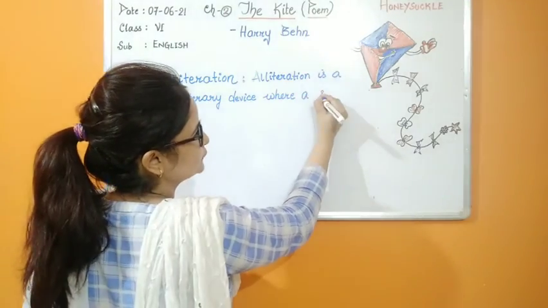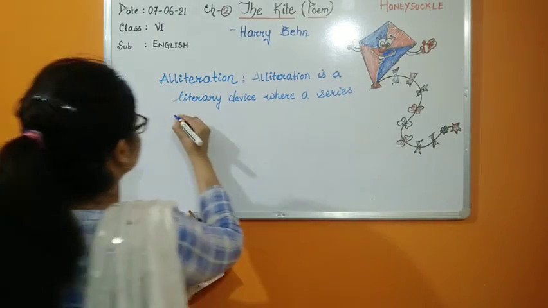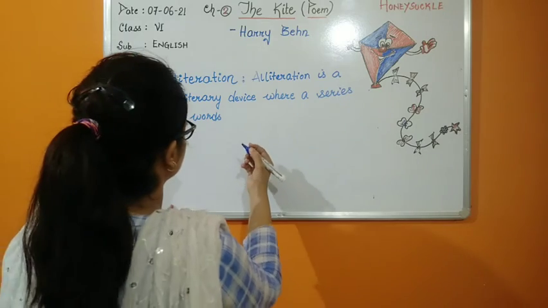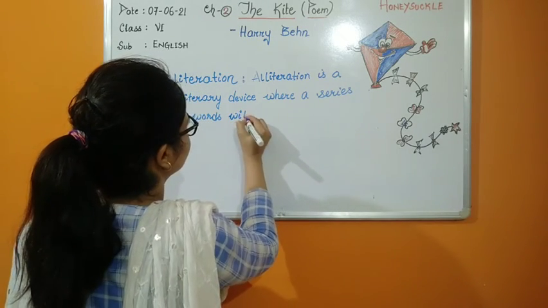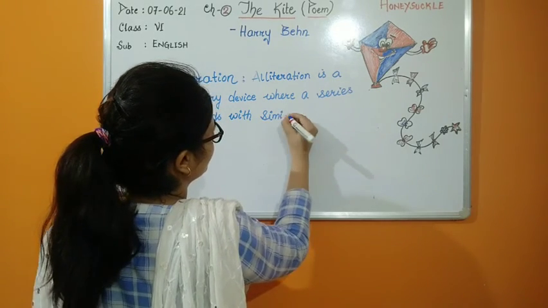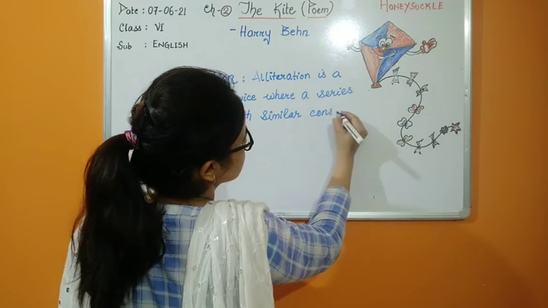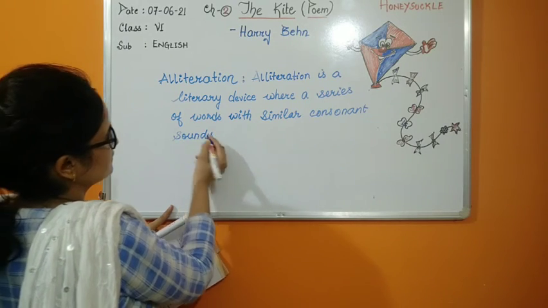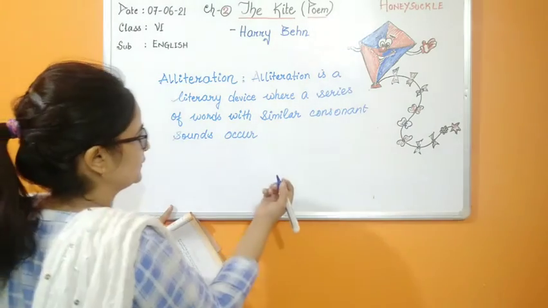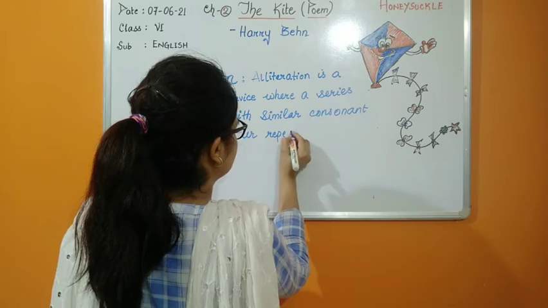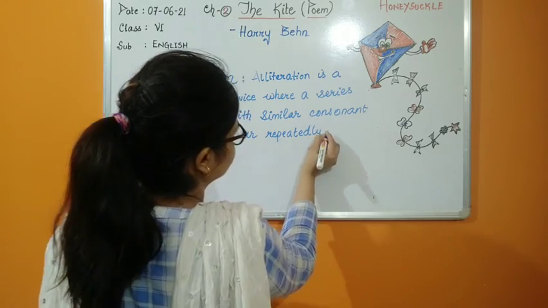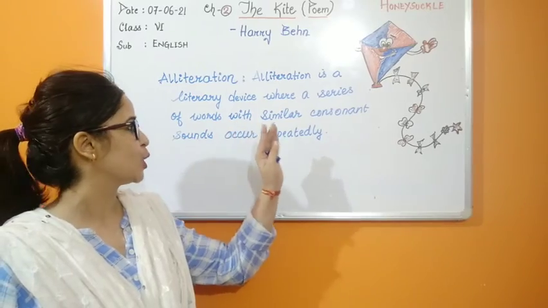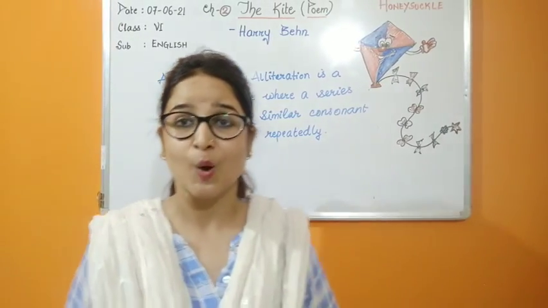a series of words with similar consonant sounds occur repeatedly. Okay, so alliteration is a literary device where a series of words with similar consonant sounds occur repeatedly. What do I mean by this?